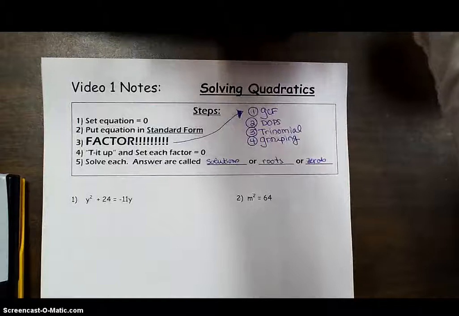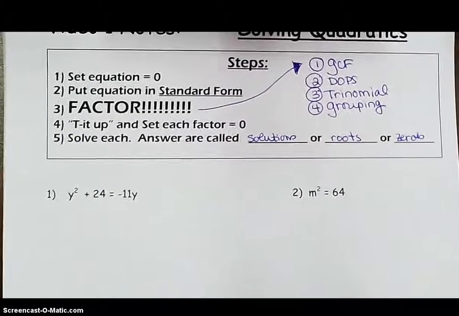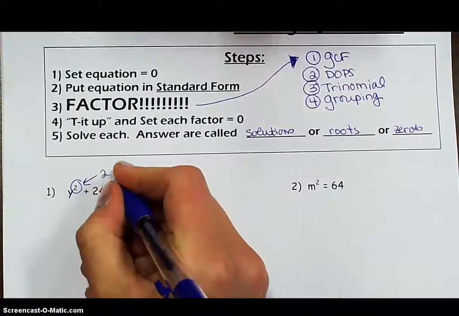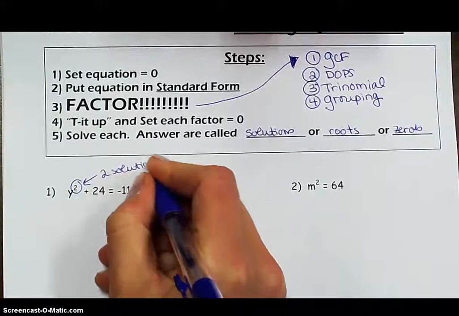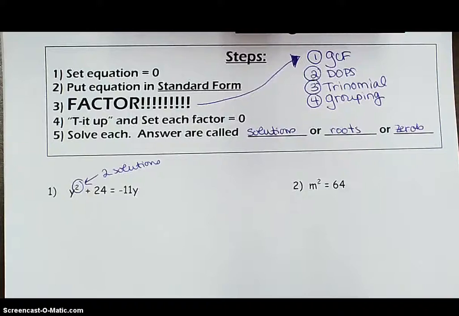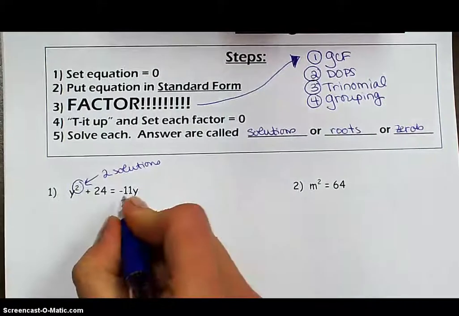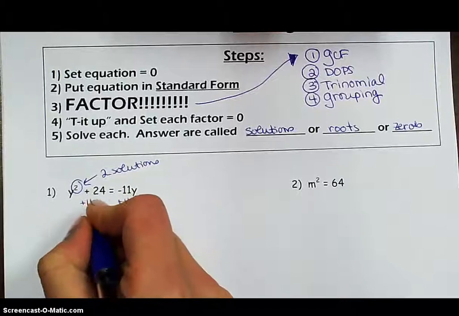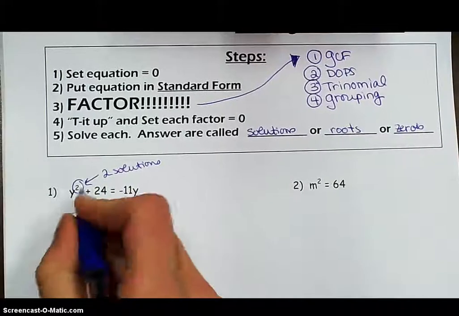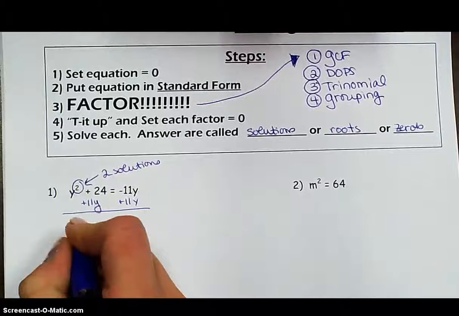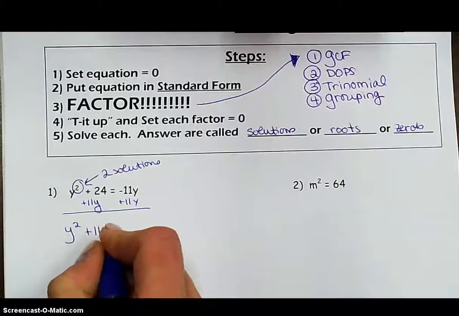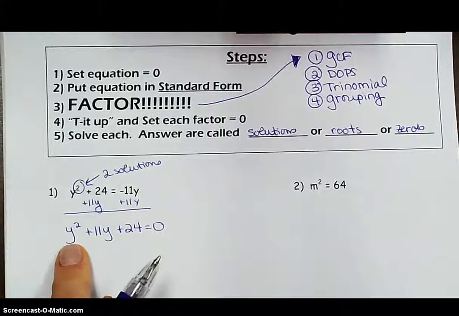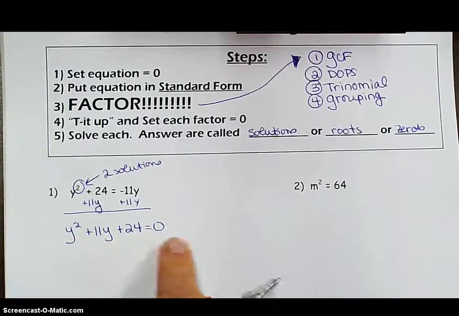All right, so let's go ahead and let's try this out. So number 1, y is being squared. Since y is squared, that means there's going to be 2 solutions. Now, if there's 2 solutions, we have to make sure we set this equal to 0. So I have to transpose the 11y to the other side. And we always want our y squared to be positive. So I want to keep that to be positive. So y squared plus 11y plus 24 is equal to 0. So we have it in standard form, y squared, y, the constant, equals 0.